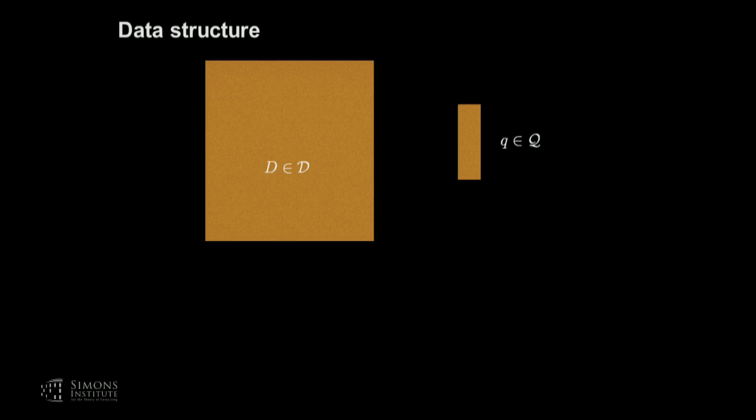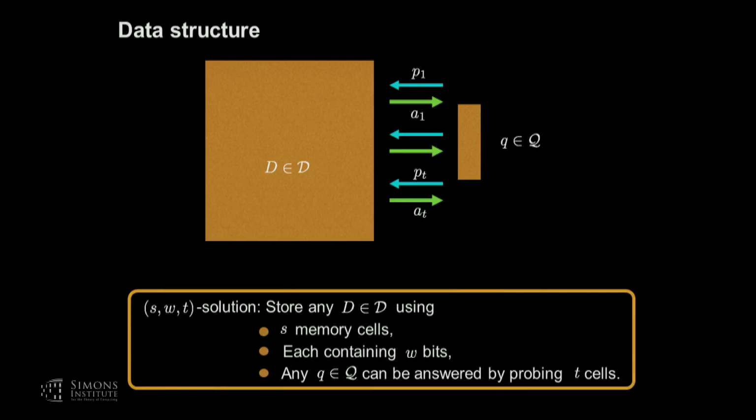Given the query, the cost of answering it is the number of probes that you make on your pre-processed data structure. So this is typically how it goes. It's very interactive. Here you've made T queries, you've got A1 to AT, the answers, and at the end of it, you have to give the correct answer. So this is the abstract model that we are in.